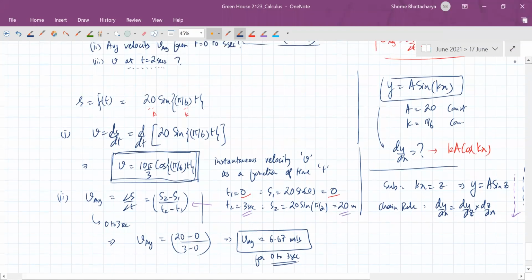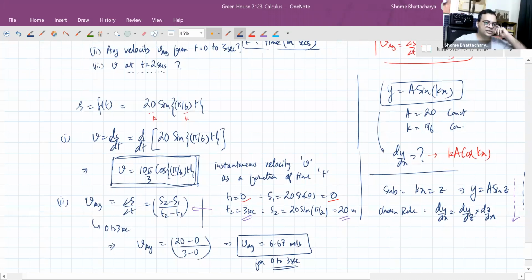As I said, the second part had nothing to do with differentiation. It was to do with the concept we had earlier learned, average rate of change of a function, delta y by delta x, y2 minus y1 upon x2 minus x1. Whereas the first part was finding the instantaneous rate of change as a function of time. And the third one switches back to rate of change, but we have to find the value of velocity at the instant t equal to 2 seconds.